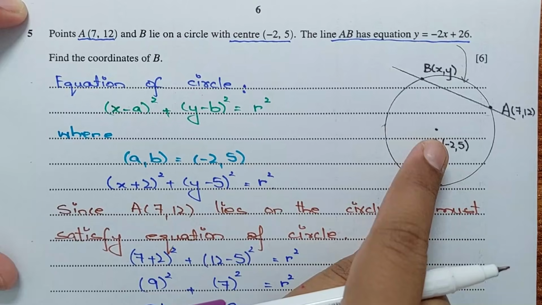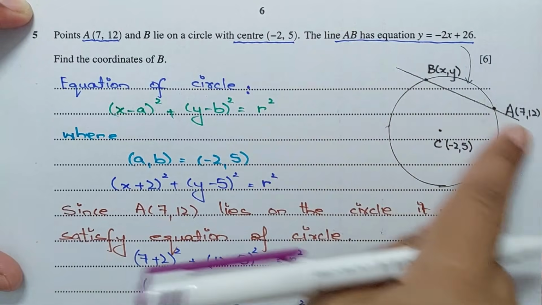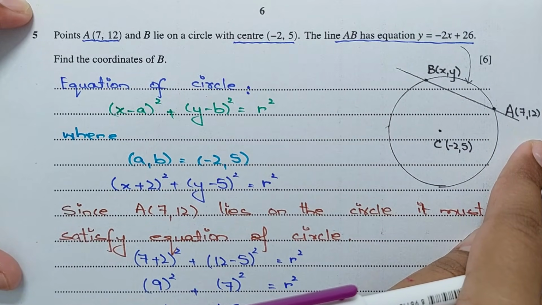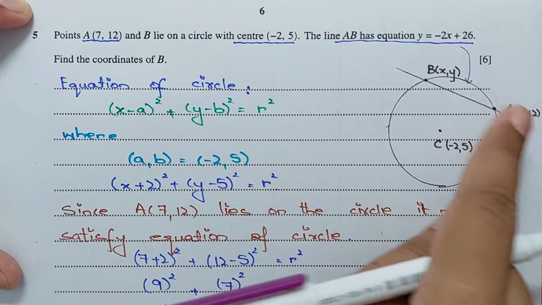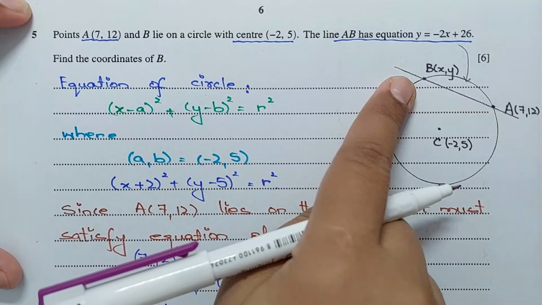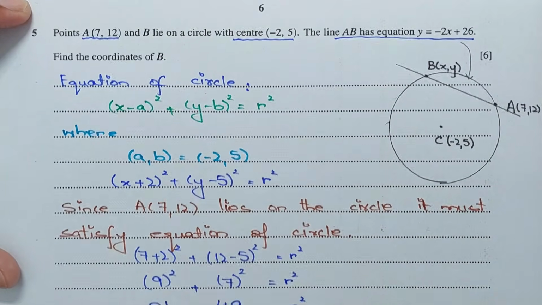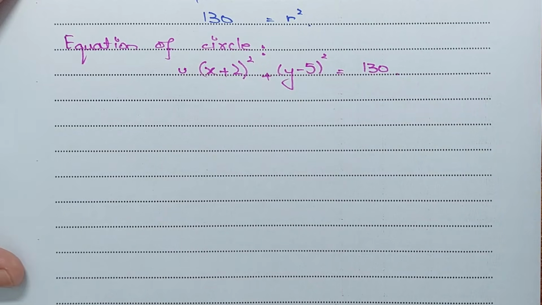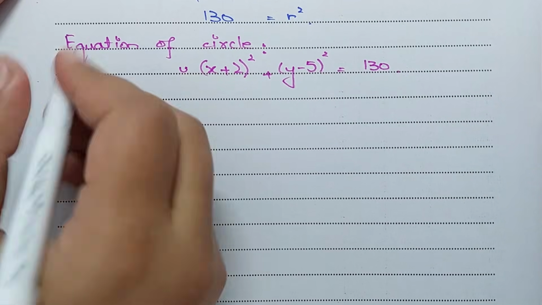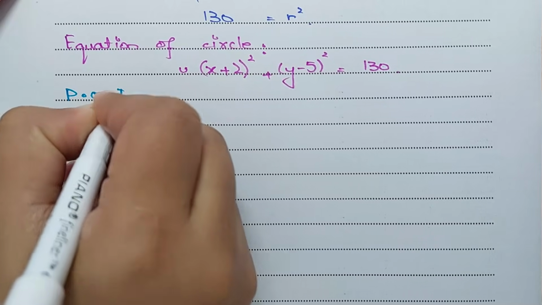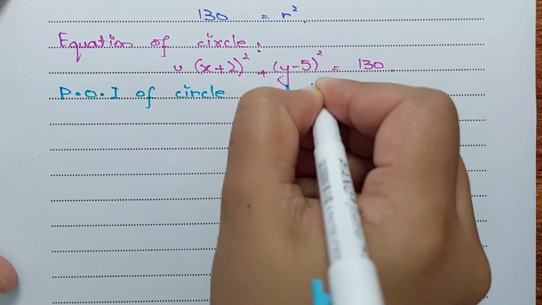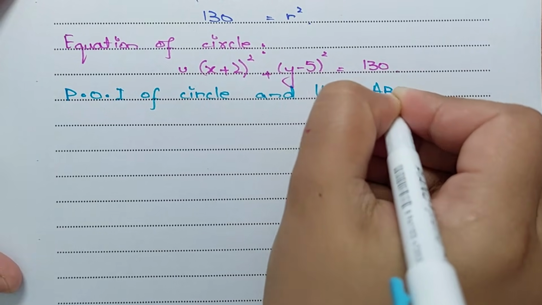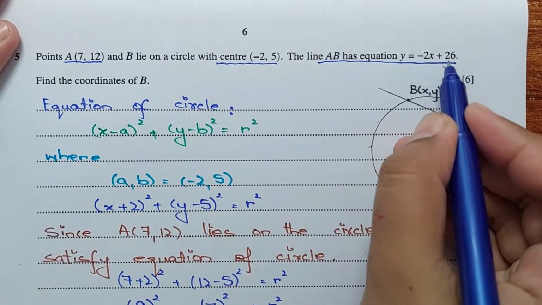Now we have the equation of the circle and we have the equation of the line AB. As we know, the line AB intersects the circle at 2 points. The first point is A and the second is B. A is given, so we can easily get the coordinates of B, right? Now we need to figure out the points of intersection of the circle and line AB. For line AB, the y value is −2x + 26.